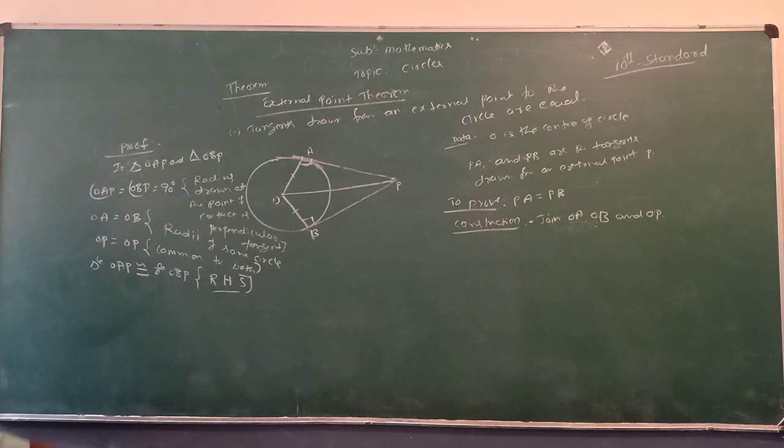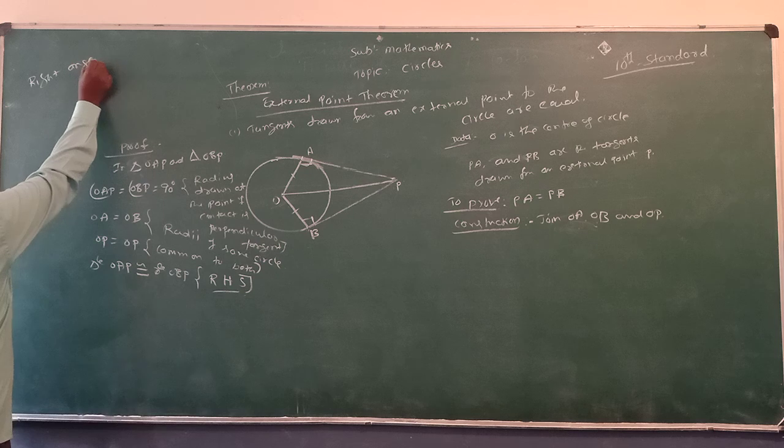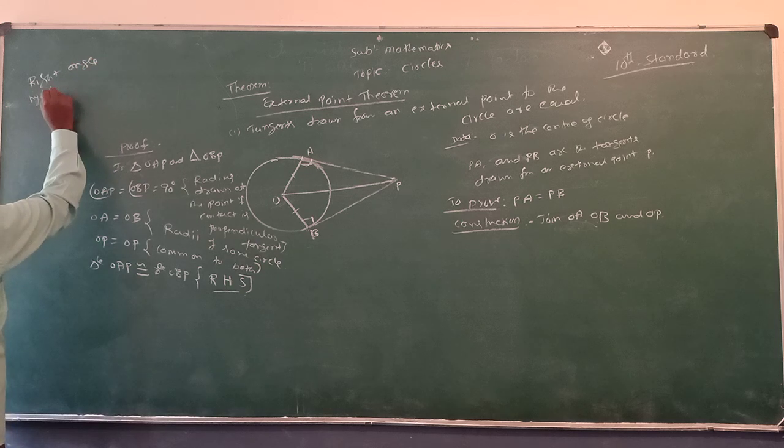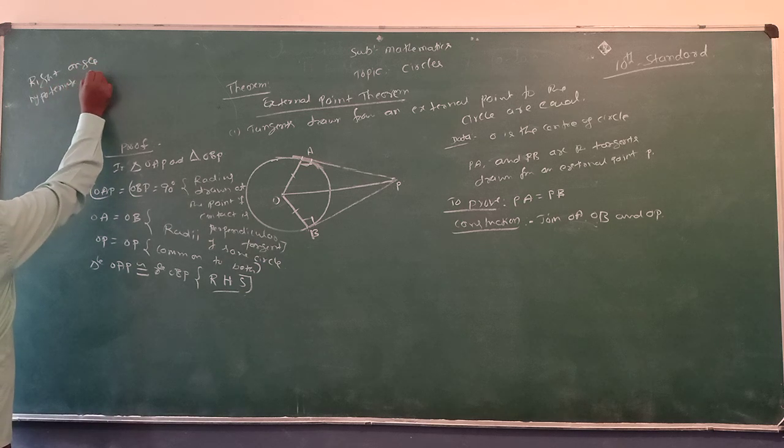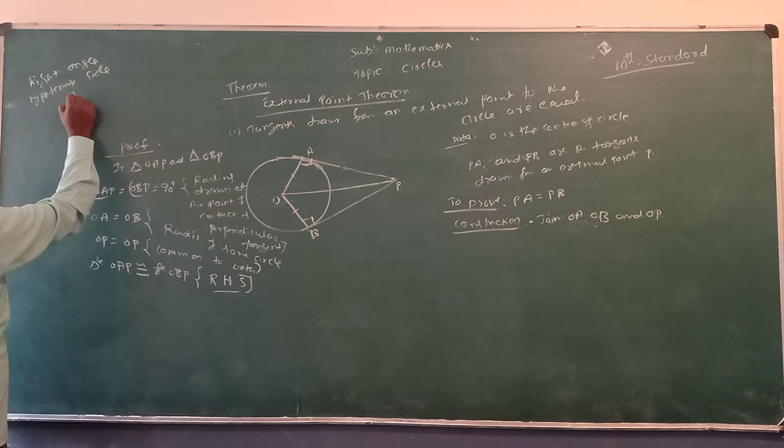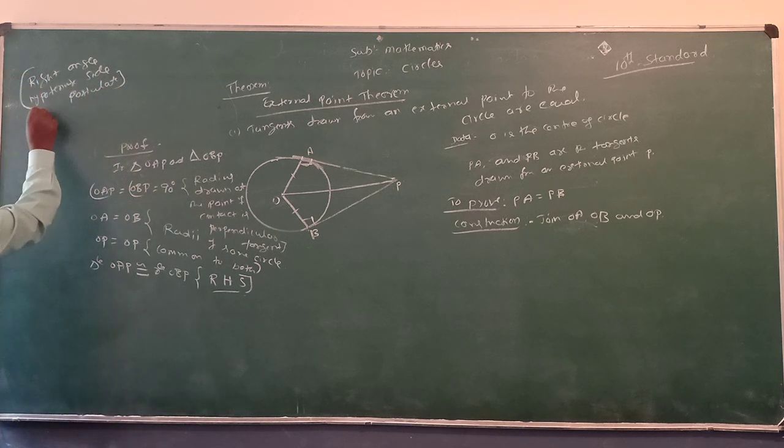What is the meaning of RHS? Right angle, hypotenuse, side, axiom or postulate. Right angle, hypotenuse, side, you learned in your 9th standard. RHS means right angle, hypotenuse, side postulate.